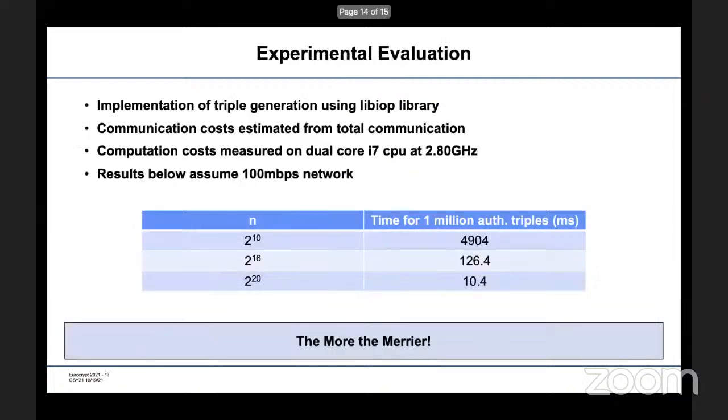And finally, like Gabe, we also implemented this and evaluated how it costs. And we see that as the number of parties grows, the cost for generating authenticated triples, which are the things that you need for the online phase, really does decrease with the number of parties. So specifically, we showed that once you get up to 2 to the 20th parties, we can generate 1 million authenticated triples in about 10 milliseconds.